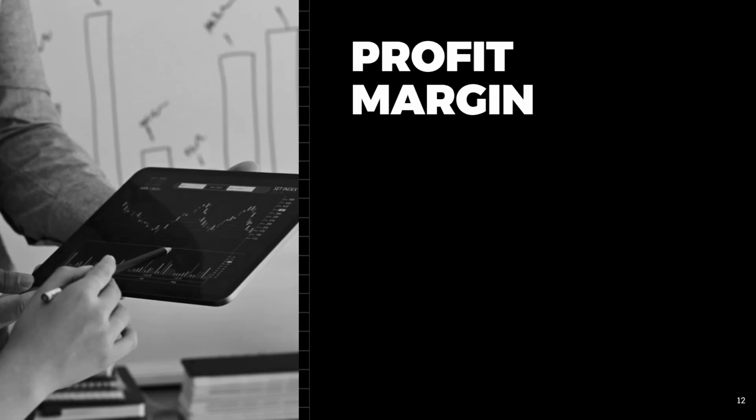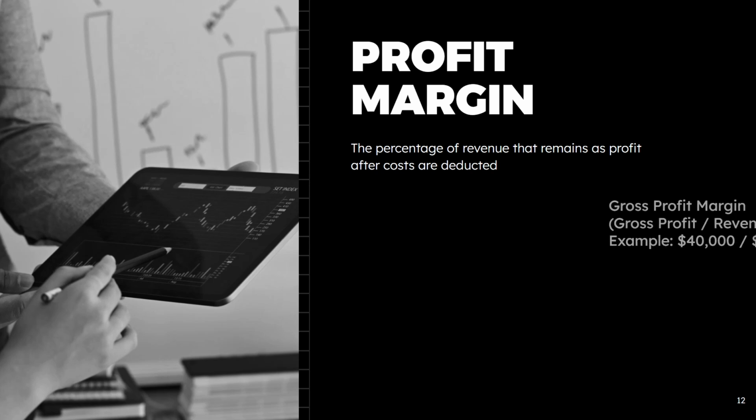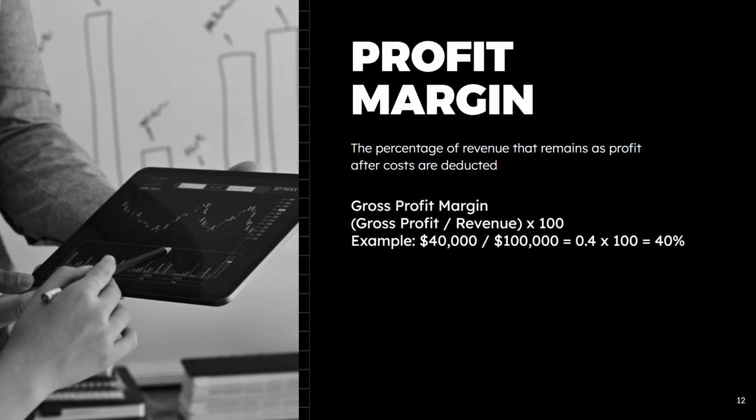Now let's talk about profit margins. This is a super simple concept that many students overcomplicate. So a margin is basically a percentage. So the percentage of revenue that remains as profit after costs have been deducted, that is a profit margin. Now, there are three kinds of profit margins. Here, gross profit margin, that is gross profit divided by revenue times 100 to get a percentage. Anytime that you're wanting to show something as a percentage, you're likely going to multiply by 100.